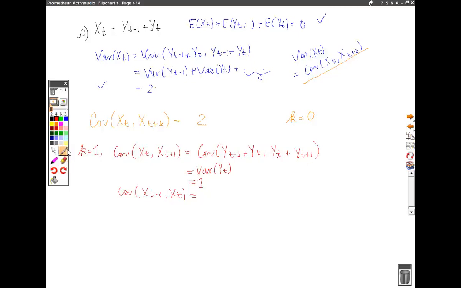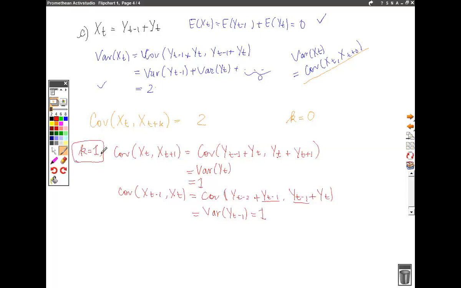Okay, so let us try to figure out what this is. Using our usual thing, we have xt minus 1, so we would have yt minus 2 plus yt minus 1, comma, and for xt, I can write yt minus 1 plus yt, right? If I just equate it, this is going to be independent of that, and we only have these terms. So this will be the variance of yt minus 1, which is 1.